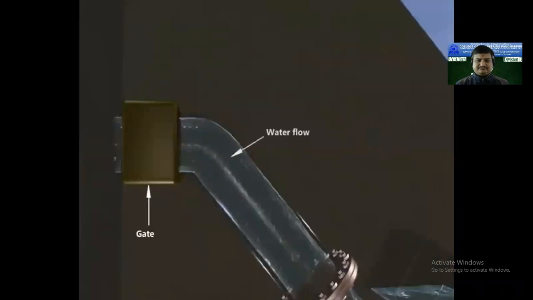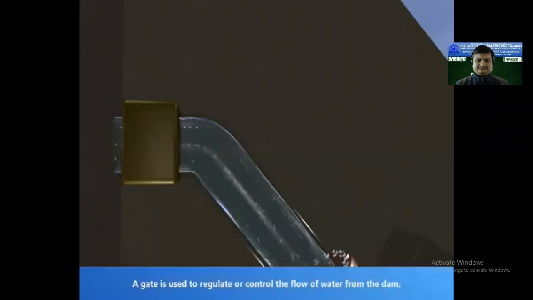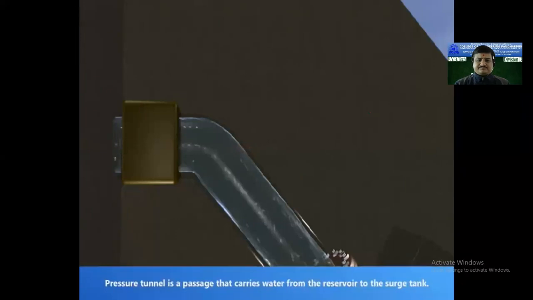Gate, water flow, pressure tunnel. A gate is used to regulate and control the flow of water from the dam. Pressure tunnel is a passage that carries water from the reservoir to the surge tank.